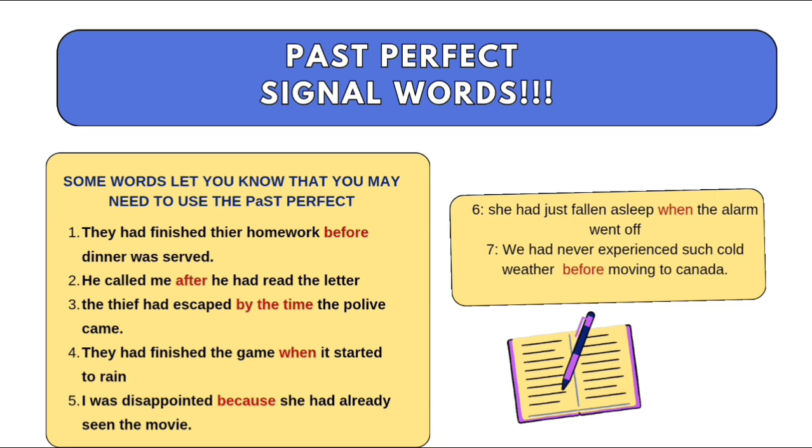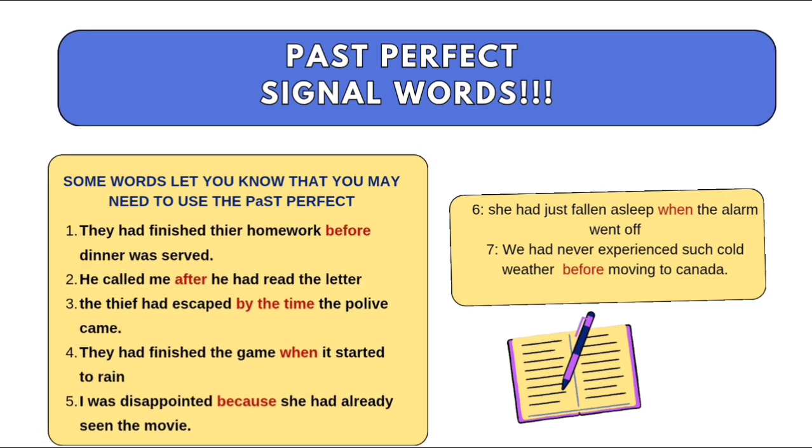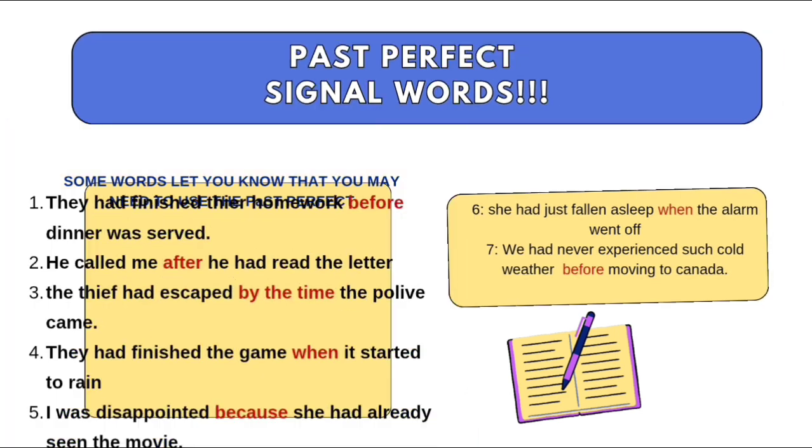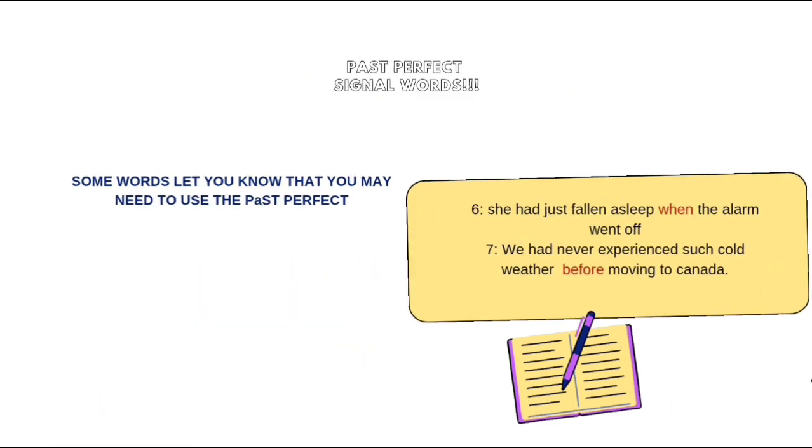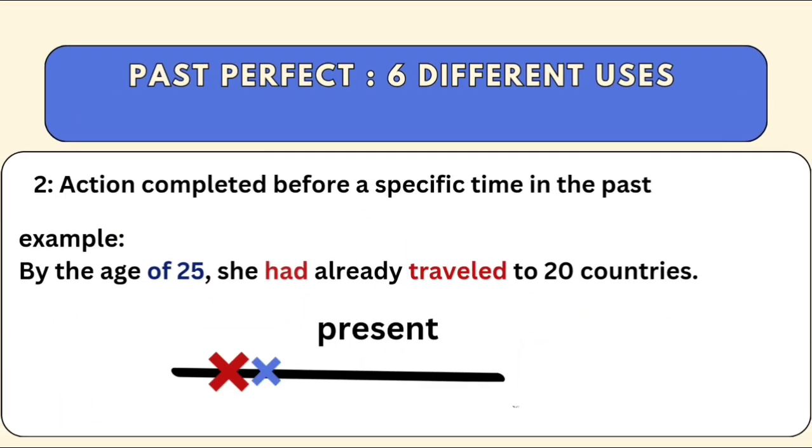So you see all the ones in pink: before, after, by the time, when, already, just, and never. These ones are signal words for the past perfect. And those words are also used to create a sequence of events in your sentence.